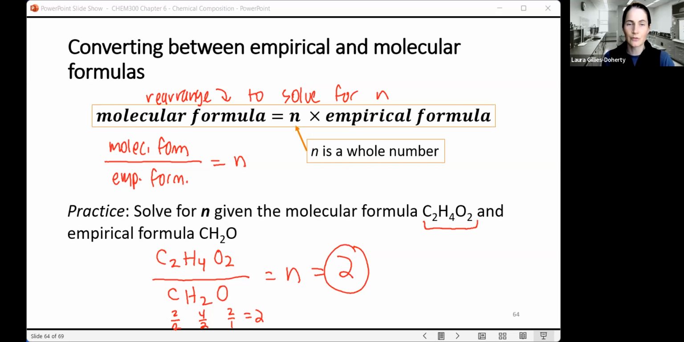So again, the empirical formula is always the lowest whole number ratio of atoms. But the lowest whole number ratio of atoms isn't necessarily how a molecule is found in nature. So to calculate its molecular formula, the actual numbers of each type of atom, we need to multiply the empirical formula by N. How about if N equals 1? If N equals 1, then your empirical formula and molecular formula are the same. And that sometimes happens.